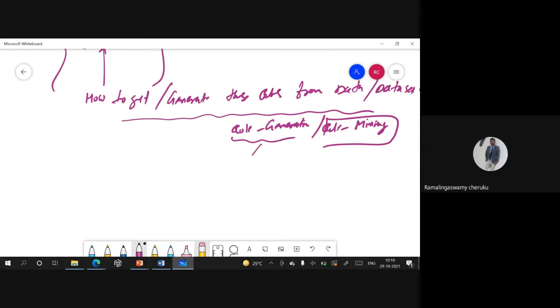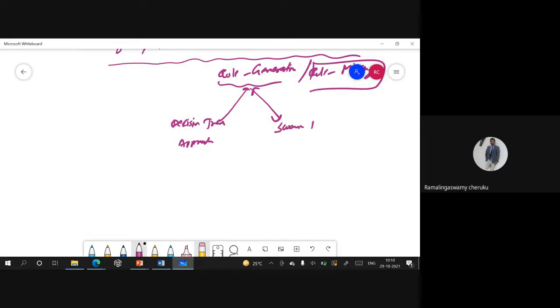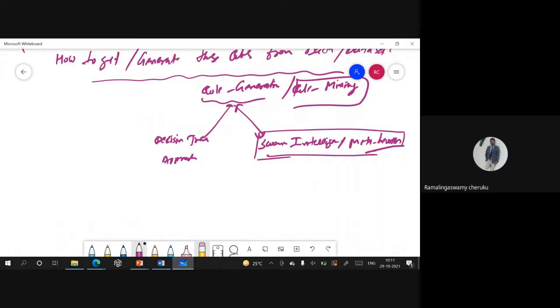Yes, so we can generate the rules. The traditional approaches are decision tree approaches. And also we can do it by using swarm intelligence or metaheuristics. The reason for using metaheuristics is that we can pose this rule generation as an NP-hard problem, which we will discuss. In the literature, it is already proved that for an NP-hard problem, if you want a near-optimal solution in a reasonable time, ideally we use metaheuristic approaches.